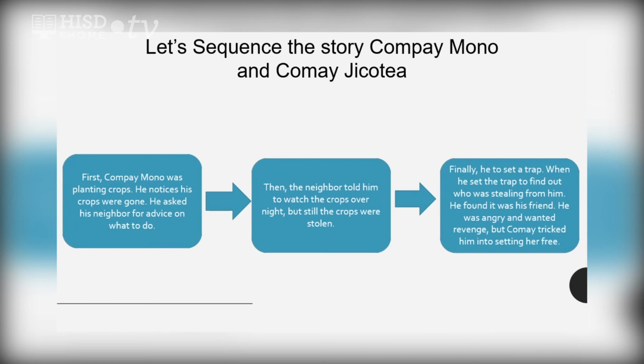So the event that happened in between was that the neighbor told him to watch the crops overnight, but still his crops were stolen even after she gave him the advice. This event happened after he asked her for advice and before he set the trap to figure out who was exactly stealing from him. So when we're sequencing events, we want to think about what happened in logical order. So what happened first, what happened next, and then what happened last.